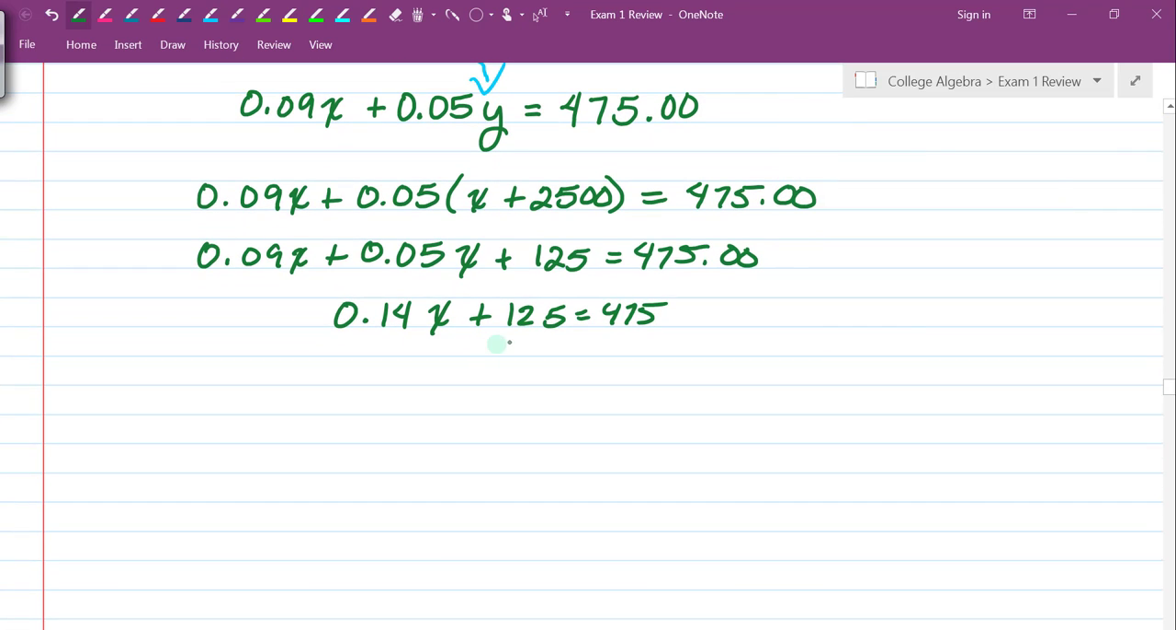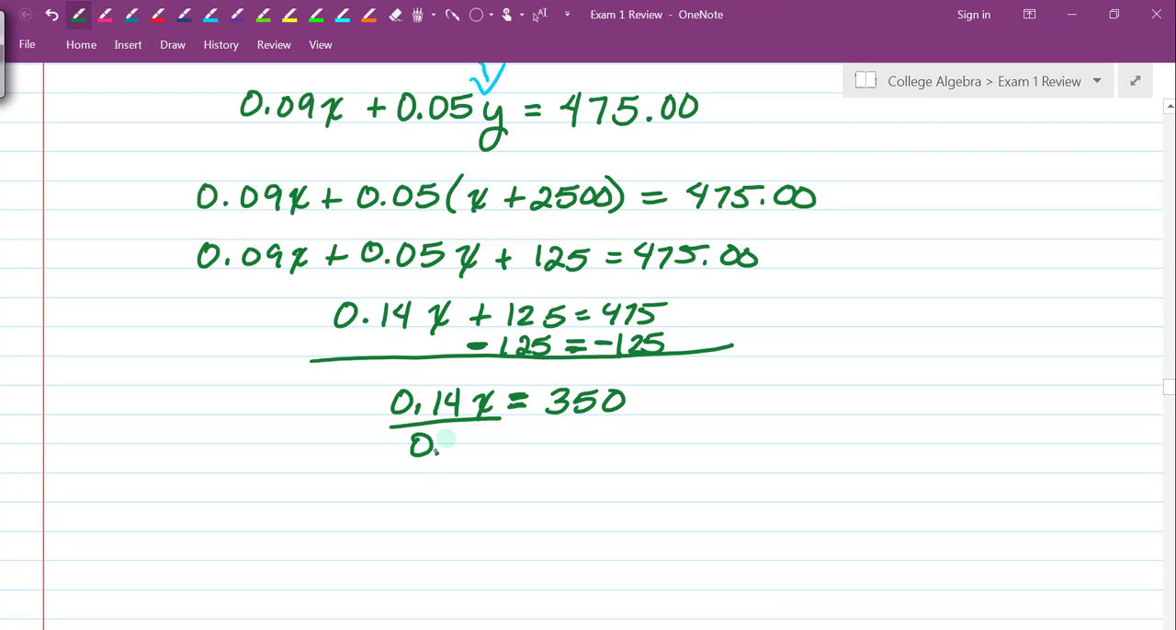Now we'll subtract 125 from both sides. So I end up with 0.14x is equal to, so 475 minus 125, that's going to be 350. We're going to divide both sides through by 0.14, and we get x is equal to 2,500. Okay, so that is what x equals.